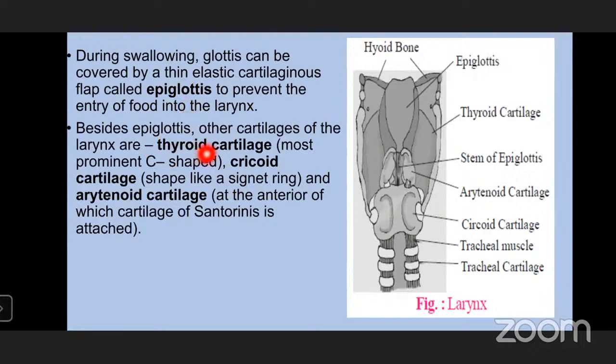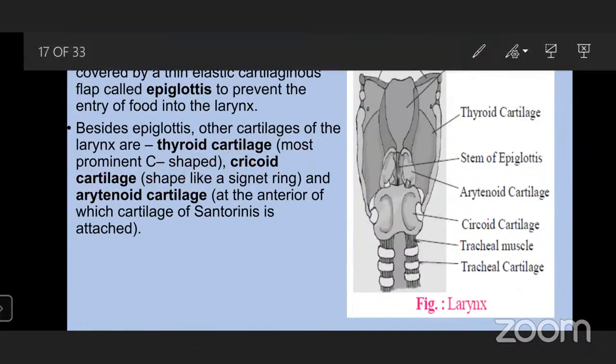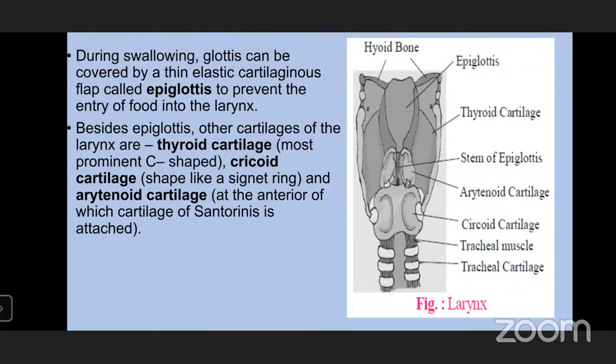Besides the epiglottis, there are other cartilages also. Here you can see the number of cartilages present. There are many cartilages present in the larynx. Thyroid cartilage, most prominent, C-shaped. Okay, there is thyroid cartilage. Here you can see this is the thyroid cartilage. It is the most prominent and C-shaped structure.